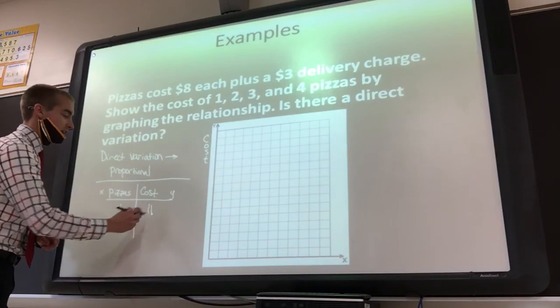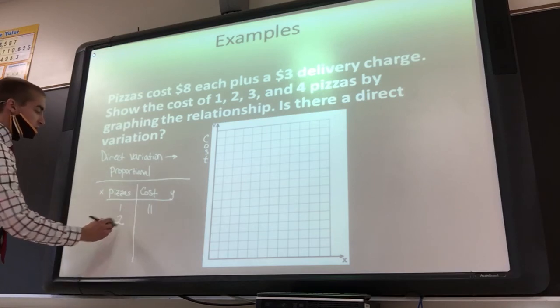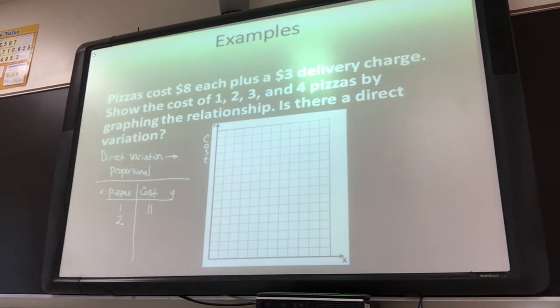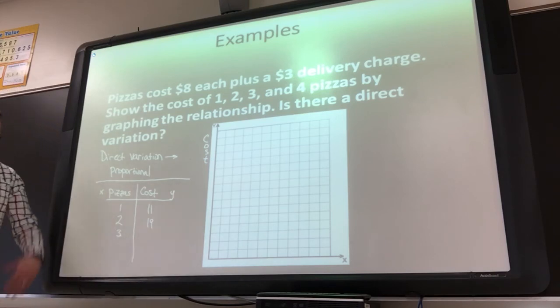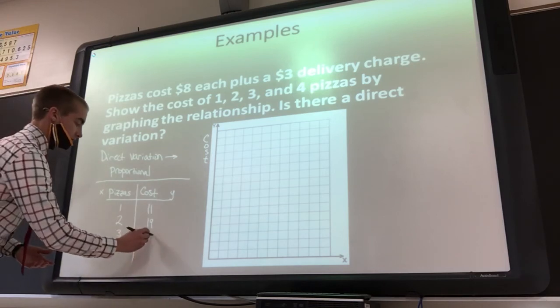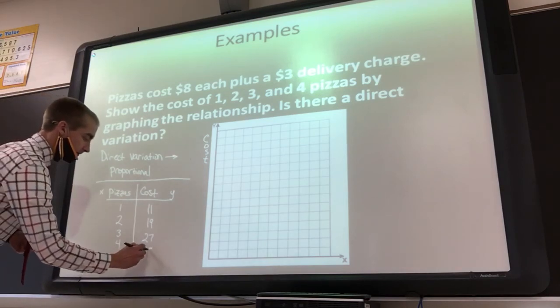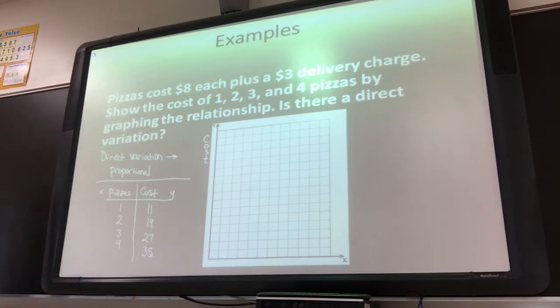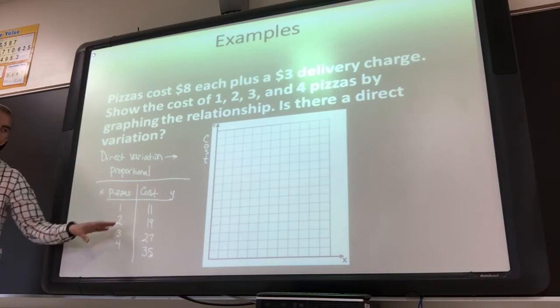Now, how many times do you add the delivery charge for every pizza? Just once. So 2 pizzas will be 2 times 8, which is 16. So how much do you have to pay total? $19. Add that $3 charge. 3 pizzas would be 3 times 8, which is 24. But then add the $3 again, would be 27. And 4 pizzas would be how much? 35. So just looking at this information, do you think it's going to be proportional? Nope. Probably not, because these unit rates are not the same.